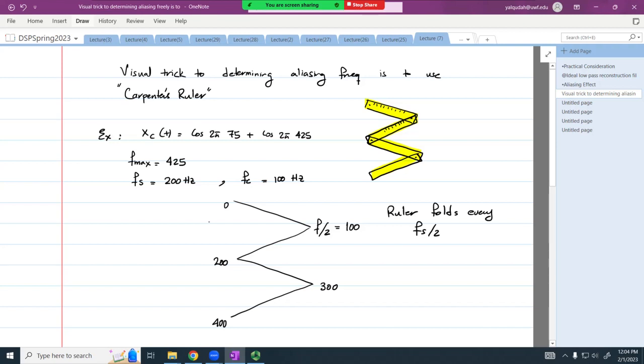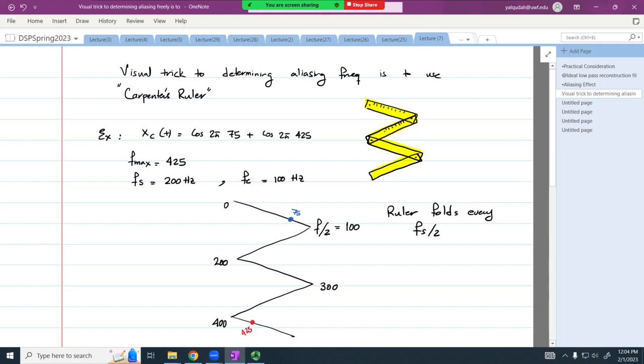What do we do next? We mark the frequencies that we have of the signal on the ruler. We have a frequency that is 75. Where is it going to be? Somewhere at the 3/4 of the first one. So I'm going to have a dot here that is a 75. And then I'm going to mark the other frequency. Where is the other frequency going to be? It's going to be somewhere here at 425.